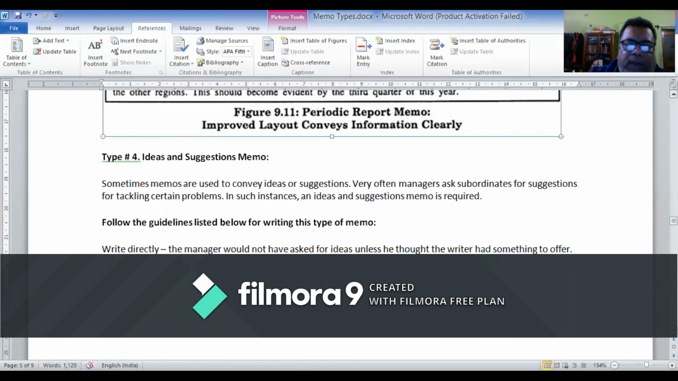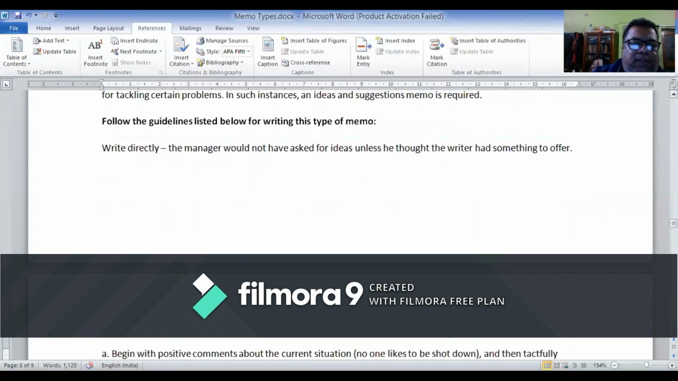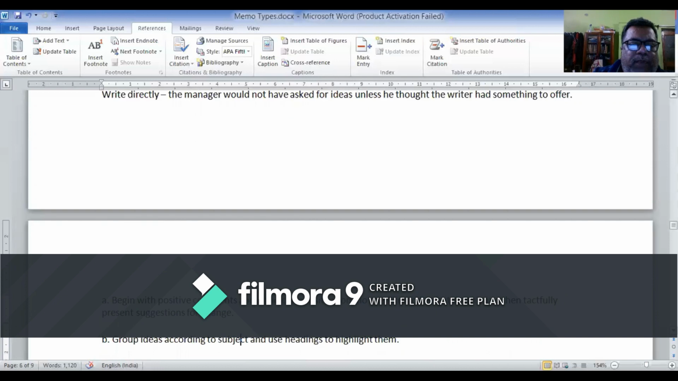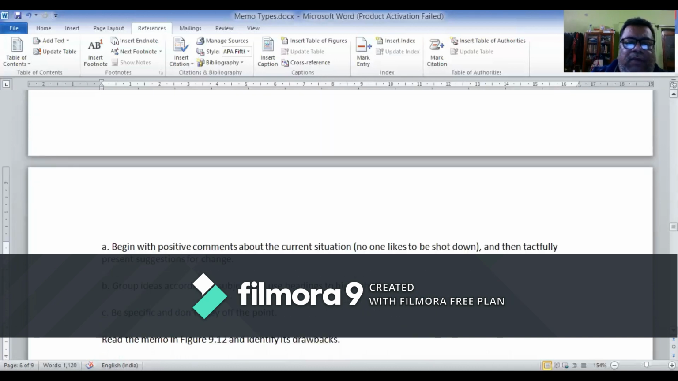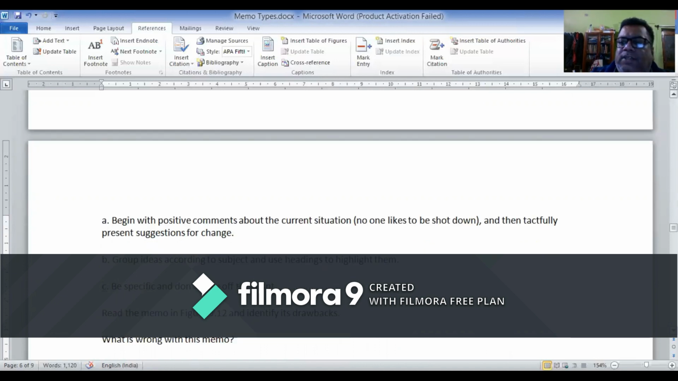Okay, so we find here that such a format is also available in a business written communication scene, and this is what we call the ideas and suggestions memo. Such memos should always begin with a very positive note, okay, no matter how negative the scenario is, as it is currently. Okay, and then you have to tactfully present the suggestions. Okay, you have to group the ideas according to some subject, so that it's easy for the decision maker or the recipient to read. You should not be straying from any point, have to be very specific.